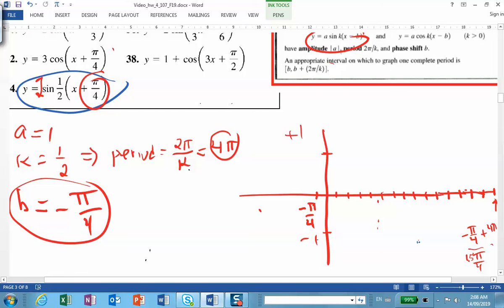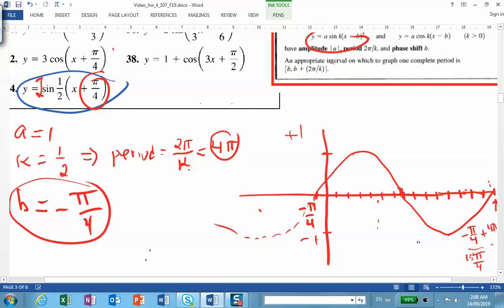So where's the middle point, by the way? 1, 2, 3, 4, 5, 6, 7, 8. So this is the middle point. The curve starts here, goes up, and goes to 0, and then goes down exactly in the middle, and goes like that. And then, of course, it repeats itself. I don't have room to do it on the right side.